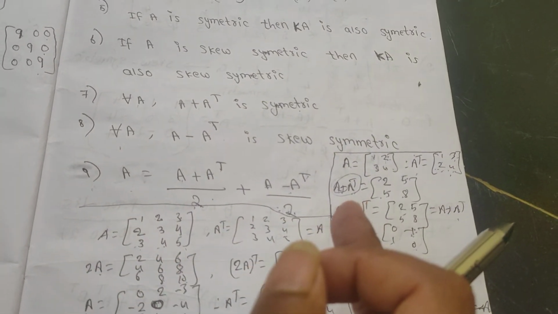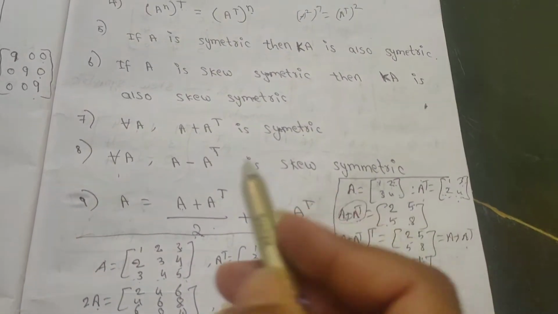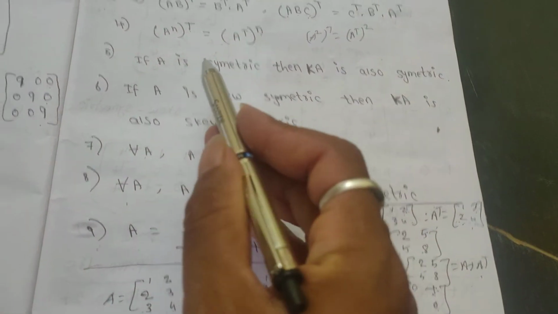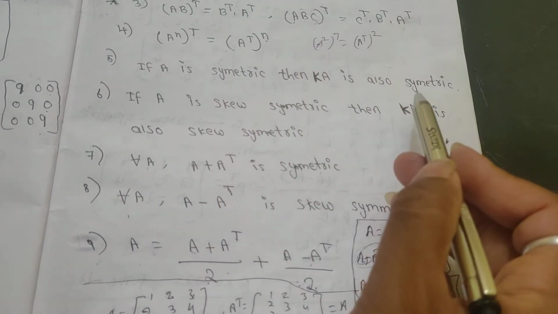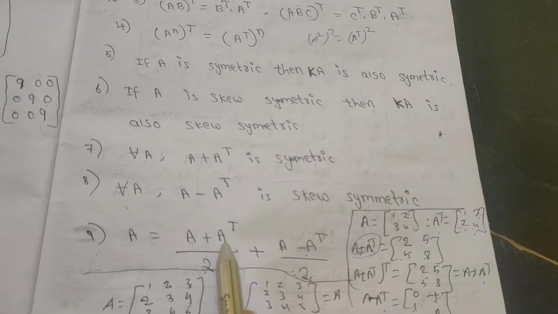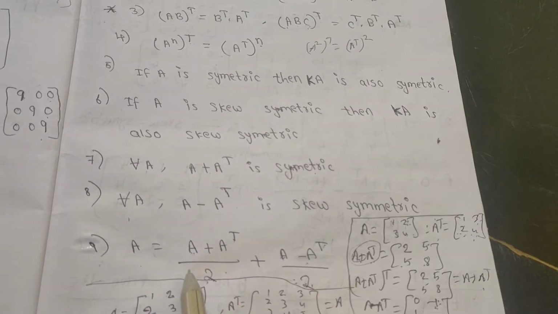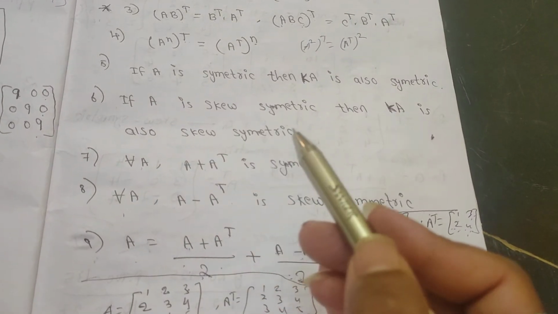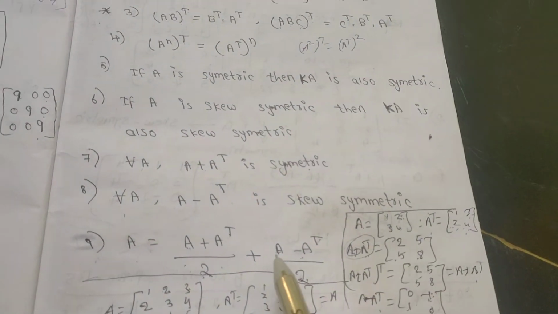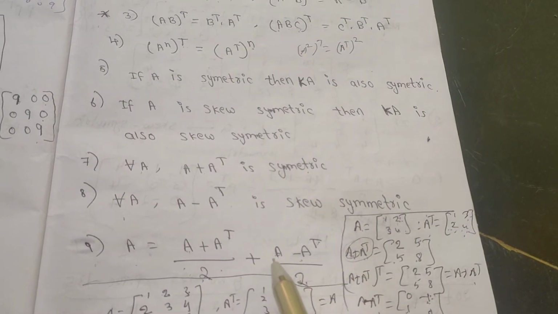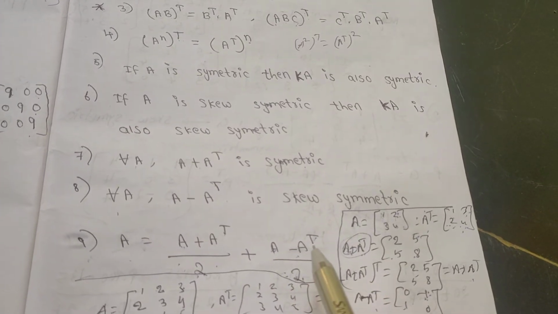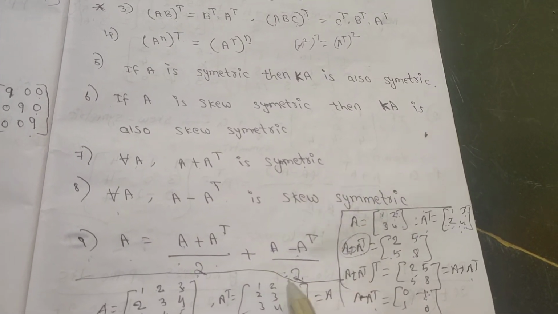Skew symmetric matrix is (A minus A transpose) by 2. You can understand: if A is a symmetric matrix, then K times A is also symmetric. You know A plus A transpose is symmetric, then (A plus A transpose) by 2 is also symmetric; here 1 by 2 is some K. Okay. If A minus A transpose is skew symmetric, then K times (A minus A transpose) is also skew symmetric. Here K in the sense 1 by 2.